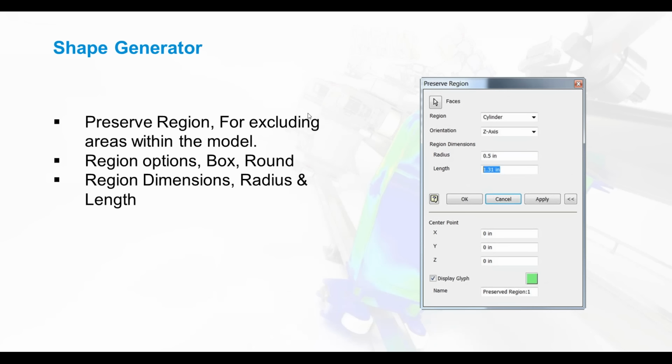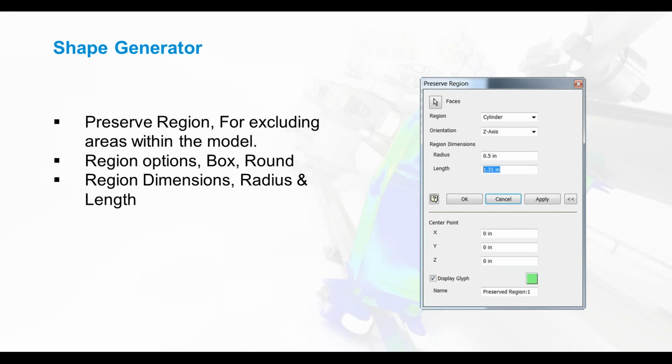All right, shape generator itself, we're looking at preserve a region. And like I mentioned, it's for excluding an area in the model. It could be surfaces. In this case, the dialog box shows a cylinder for like a hole. You have a box option also, and you can set some of those right there. This one shows it, and I've also expanded the More button, as we'll see, so that if you want to change the center point of some of these exclusions, you can do that.